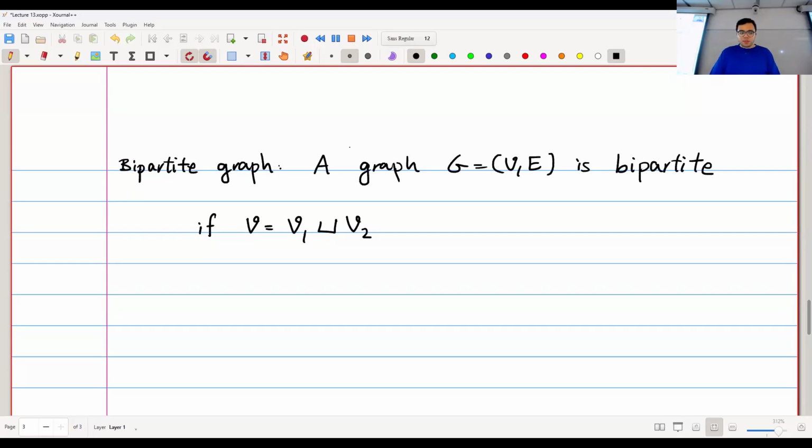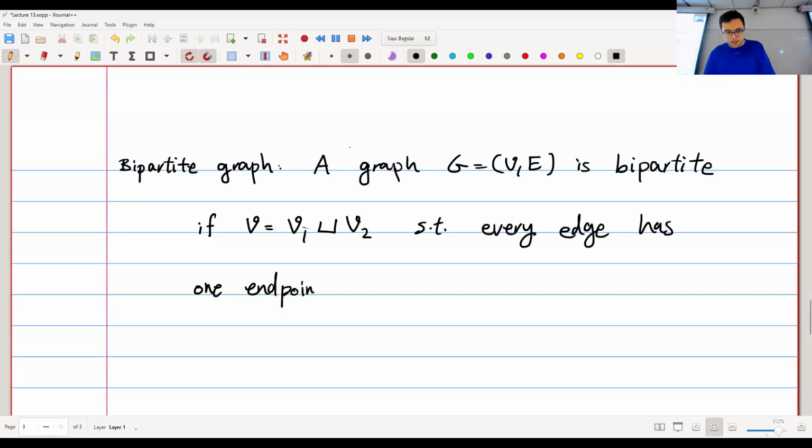So my graph is bipartite if I can divide my set of vertices into two different sets such that every edge goes from the first set to the second set, such that every edge has one endpoint in V1 and one in V2.